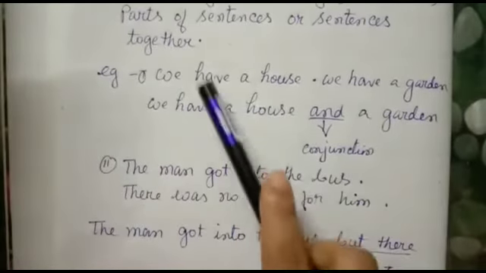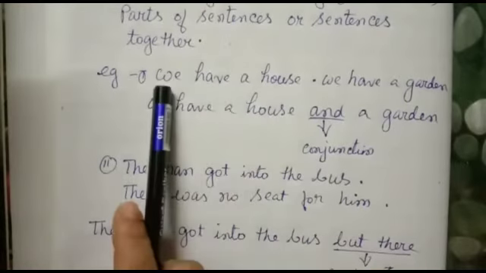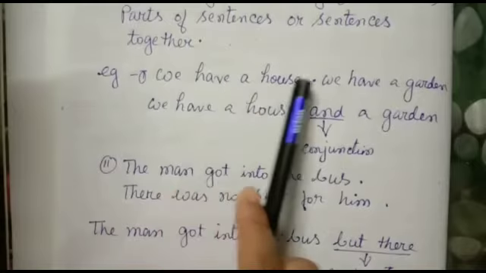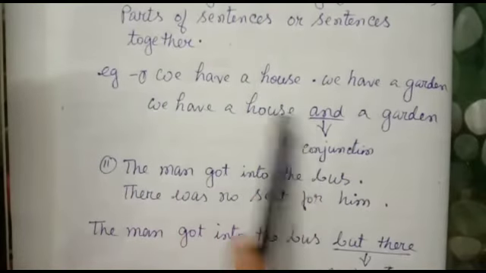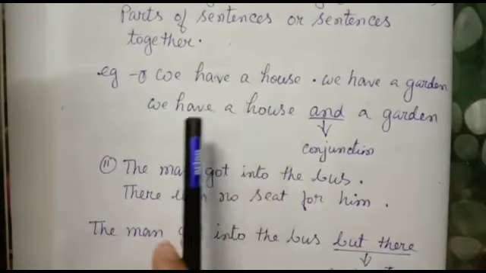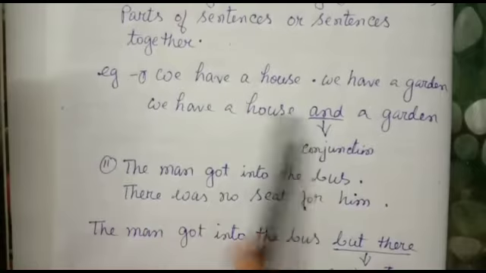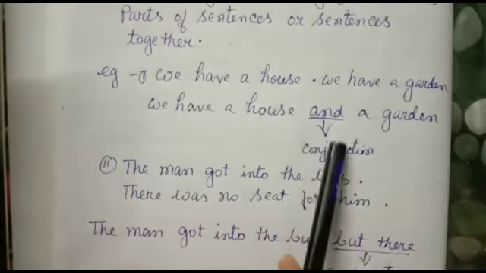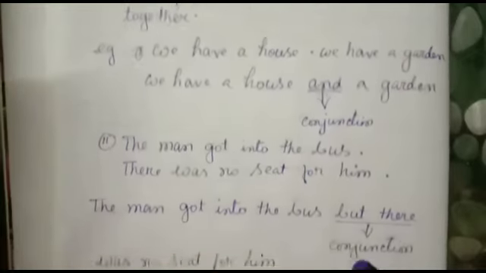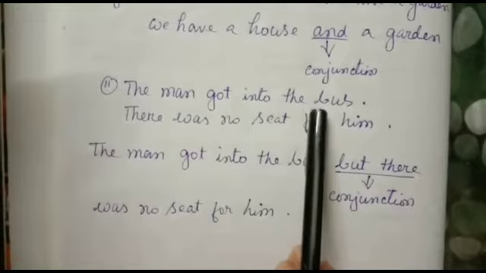we have a house, we have a garden. Here two sentences has been. One sentence, we have a house. Next sentence, we have a garden. To make a combined sentence or to make a conjunction, we have use here what? And. We have a house and a garden. This is and is what? Conjunction.